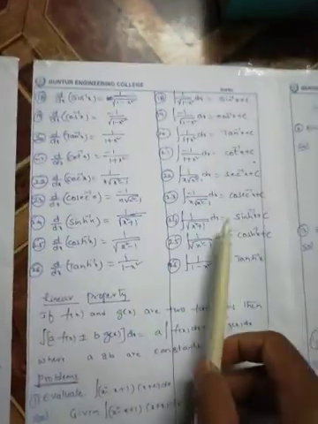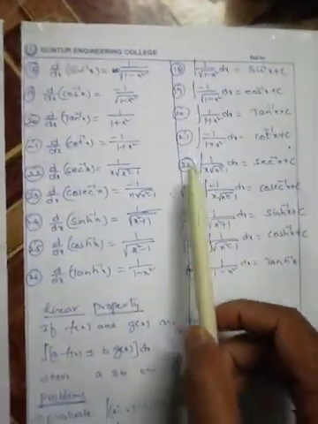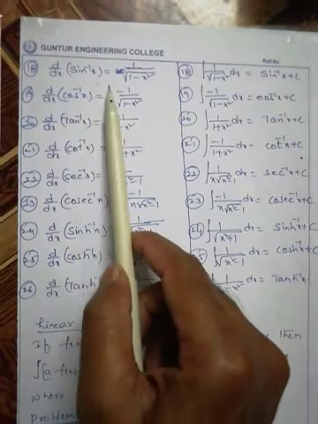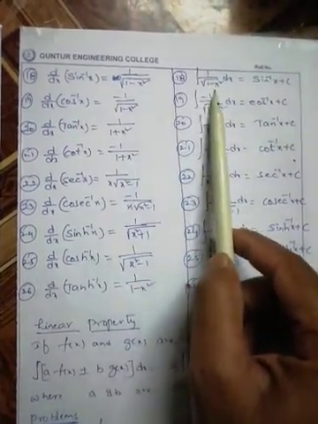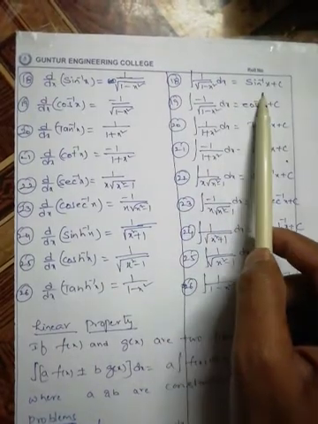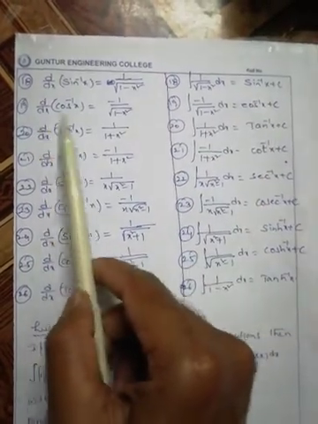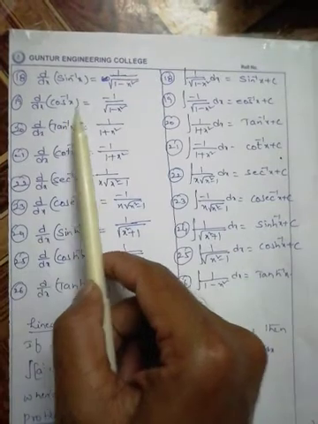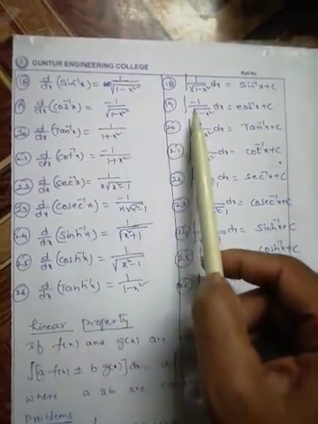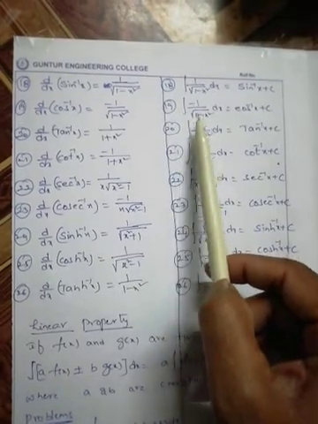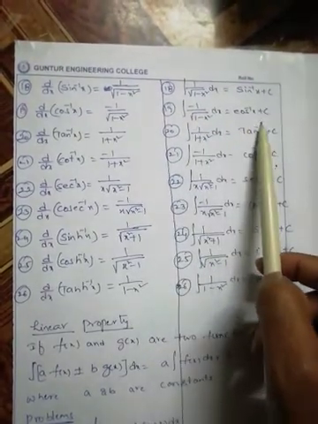Next we go to inverse trigonometric functions. D by dx of sin inverse x is equal to 1 by square root of 1 minus x square. Integral 1 by square root of 1 minus x square dx is equal to sin inverse x plus c. D by dx of cos inverse x is equal to minus 1 by square root of 1 minus x square. Integral minus 1 by square root of 1 minus x square is equal to cos inverse x plus c.